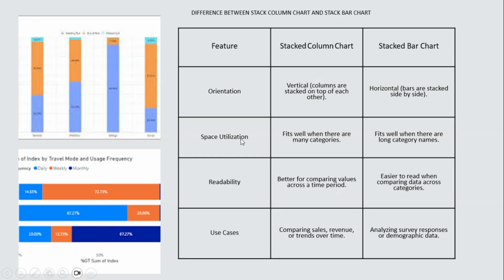Okay, then we have space utilization. It fits well when there are many categories in a column chart. But the stack bar chart fits well when there are long category names. Readability: the column chart is better for comparing values across a time period, but for a stack bar chart, it's easier to read when comparing data across categories. Okay, so now the use cases: comparing sales revenue or trends over time, and here we are analyzing survey responses or demographic data.